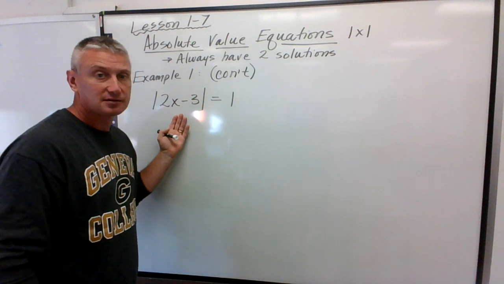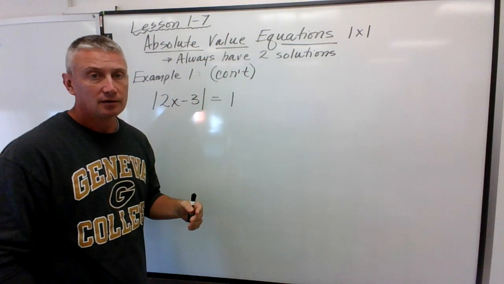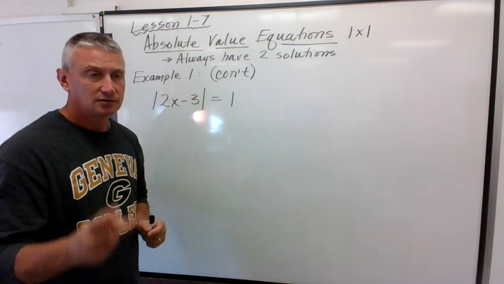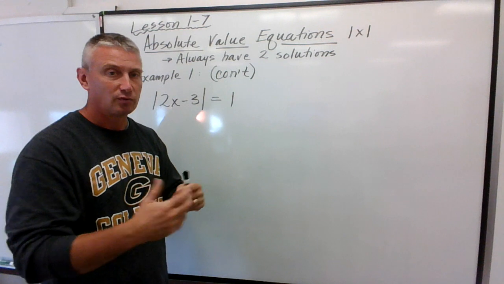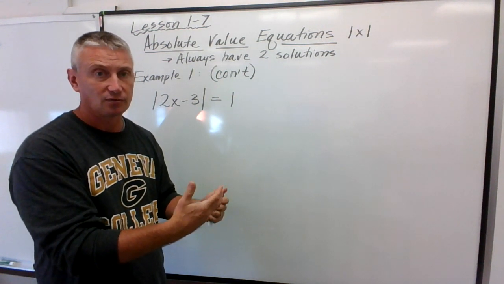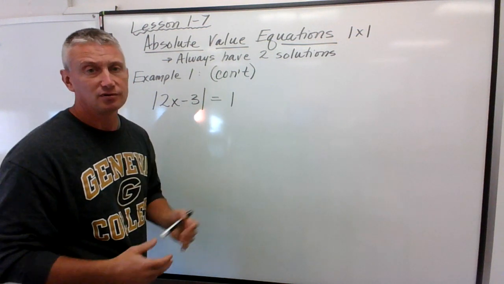So here we have 2x minus 3. The absolute value of 2x minus 3 equals 1. Okay, since the absolute value is all by itself, we need to create two problems. In the last problem, we just had the absolute value of x was equal to 5. In this case, we have a little bit more than that. So here's what you need to do.